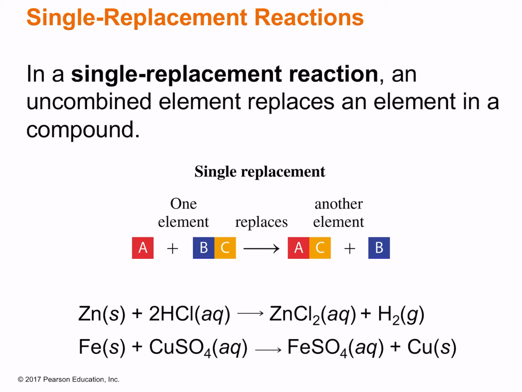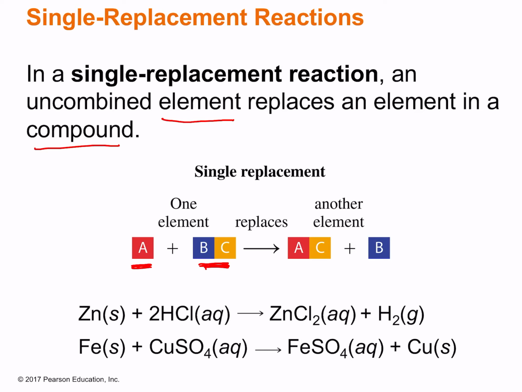Single replacement and double replacement are the ones that people get mixed up, so try and keep these separate. In single replacement, an element reacts with a compound. That is how you're going to recognize it. Double replacement is 2 compounds reacting together.